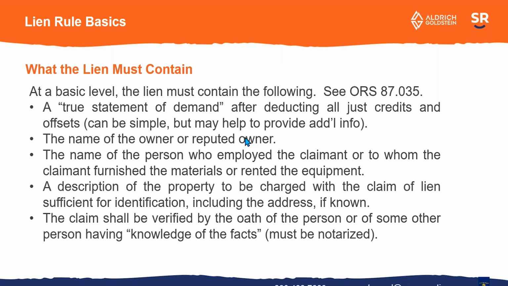The lien itself needs to contain the following: true statement of demand after just deducting all just credits and offsets. So that's basically how much is owed after deducting the credits and offsets. It needs to include the name of the property owner, or what's called the reputed owner, who you think owns the property. It needs to include the name of the person that employed you. So that may be the owner, or that may be the general contractor.